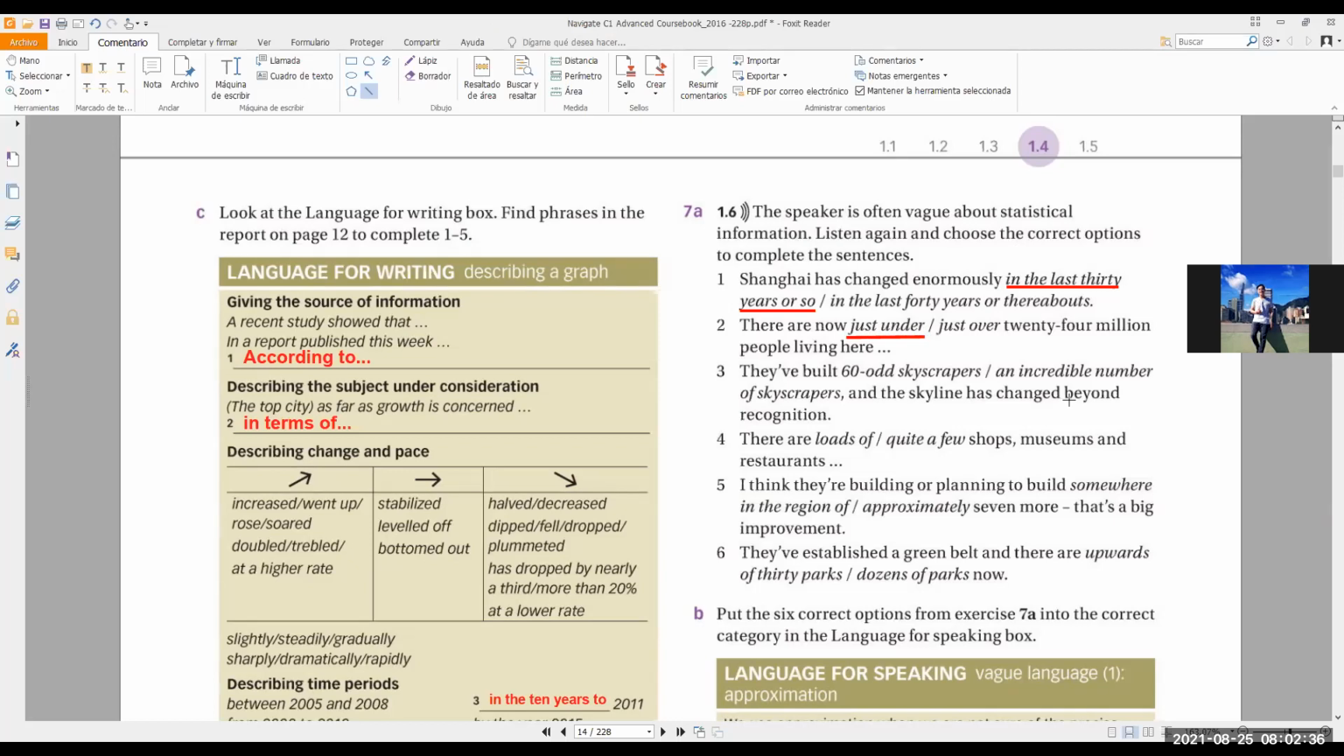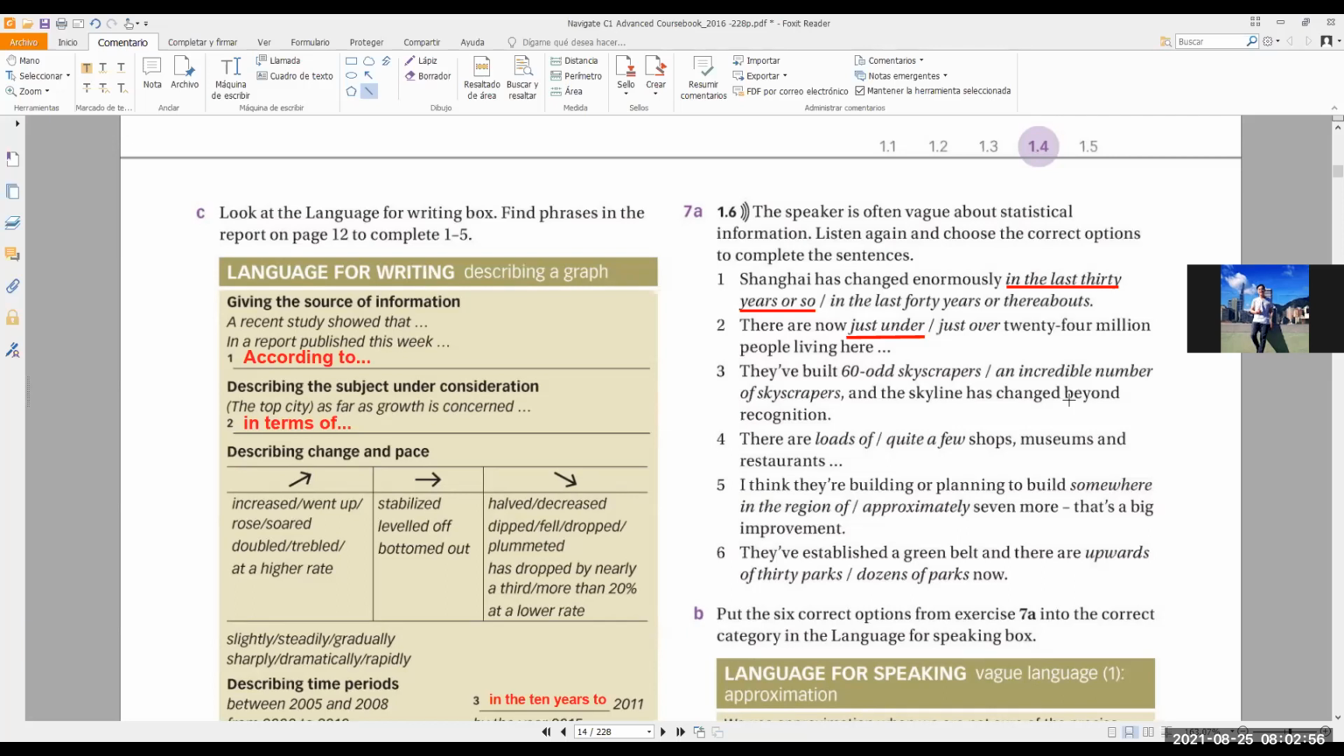Do you know that? There are no 24 million people, actually. It's just under, it's just less than that, a little bit less. That's what she means by that. When she says just under, she wants to say that it might be a little bit less than 24 million.